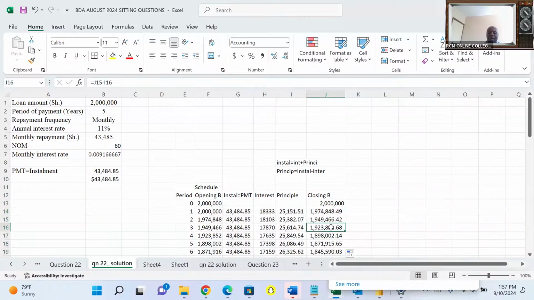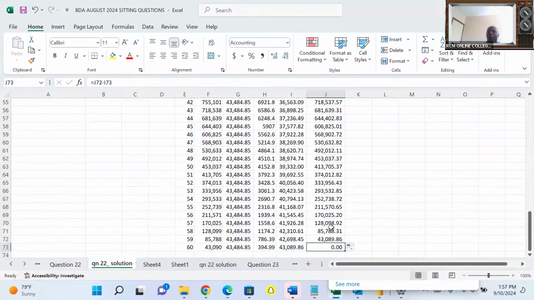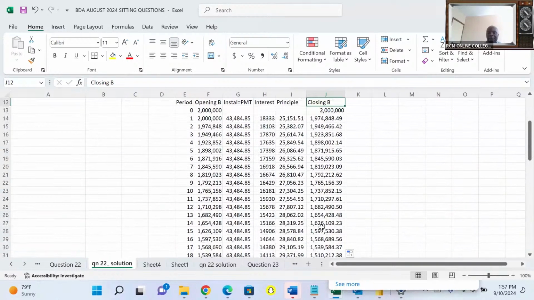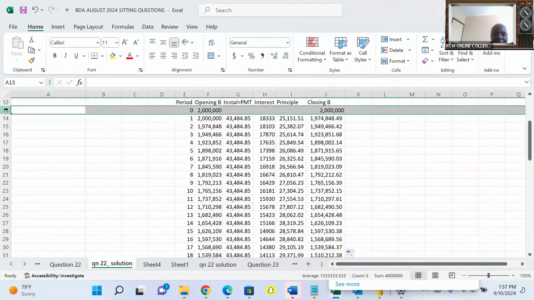So if you come and click here and then you say Control Down Arrow, you'll be able to see it has gone down to 0. So if they ask you, for example, to provide the total interest, then what I will do, ladies and gentlemen, I will go back here. If they tell me to provide the total interest, I'll come and highlight row number 13.